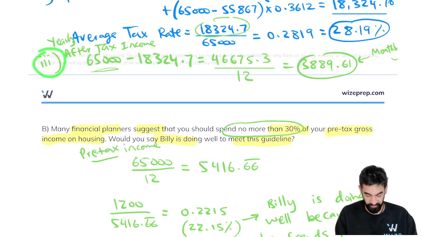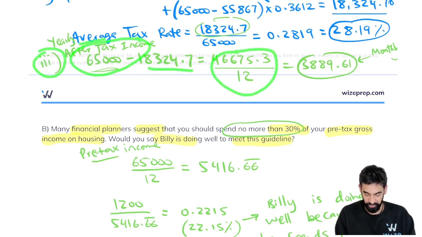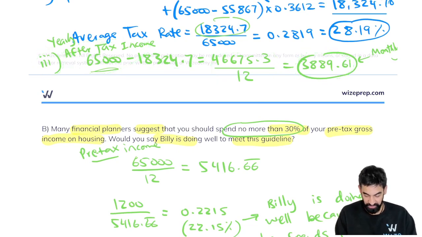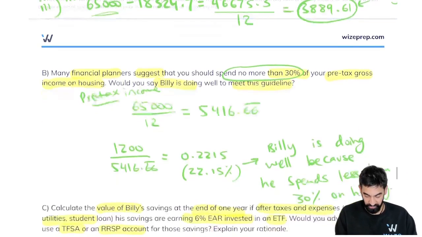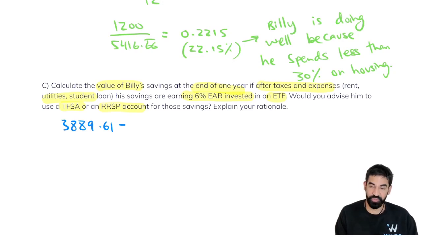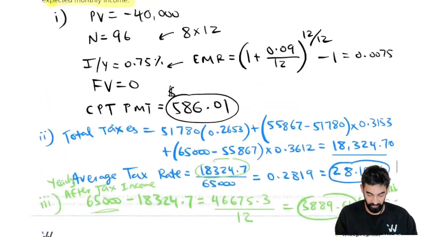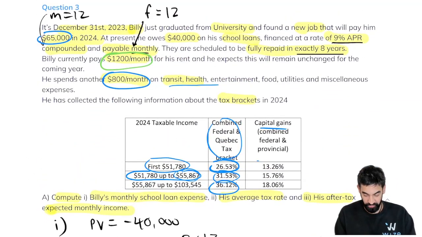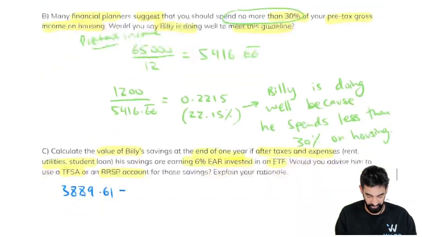In part 3 here, we found what was his after-tax income. Once he paid off his taxes, this was per year, and then you divided by 12, this was monthly. So monthly, his income is $3889.61 after tax. Out of this, per month, how much does he have to pay in rent and utilities? The rent is $1,200 per month, and the utilities, transit, entertainment, all of that miscellaneous is $800. So that's minus $1,200 minus $800.